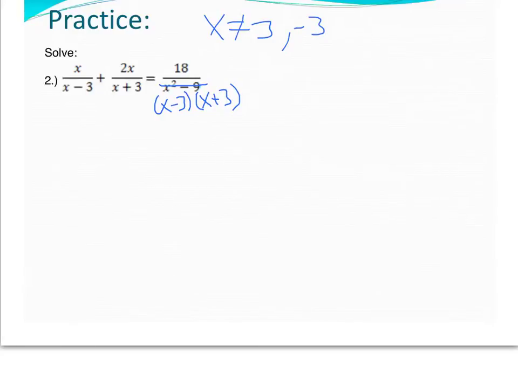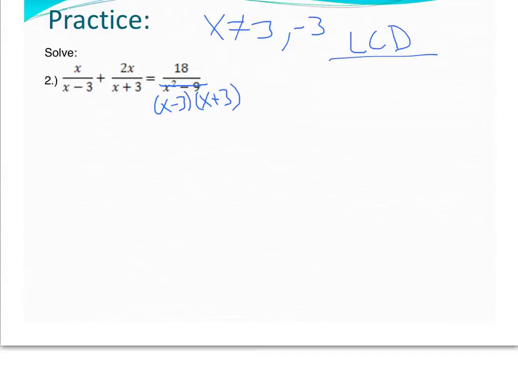Next thing I want, when I'm dealing with more than one term on either side, notice how I have two fractions here. One fraction here, but I have two fractions over here. If I'm dealing with more than one fraction on either side, I'm going to have to find my least common denominator. So that's what I'm going to do here. My least common denominator.